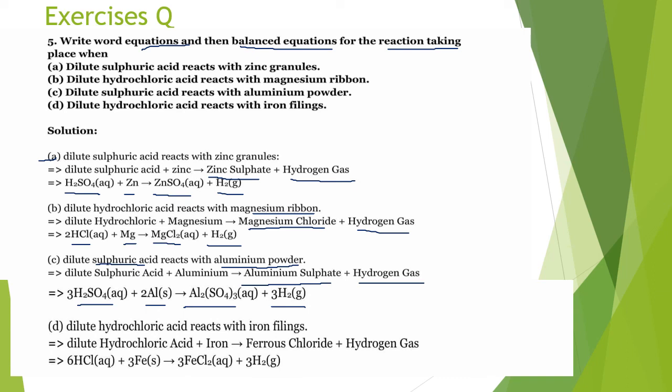D. Dilute hydrochloric acid reacts with iron filings. Here the salt formed is ferrous chloride with hydrogen gas. Balanced equation: 6HCl plus 3Fe to form 3FeCl2 plus 3H2. If you get ferric, then it is FeCl3. Here the salt formed is ferrous chloride, and hence FeCl2 plus 3H2.